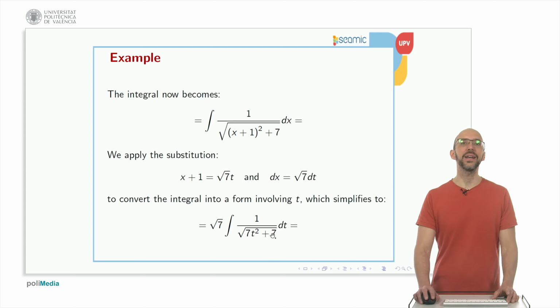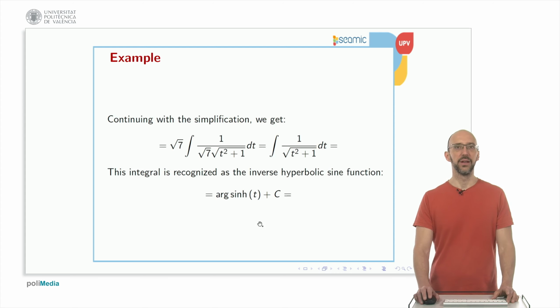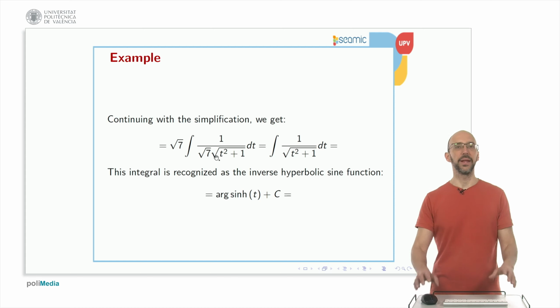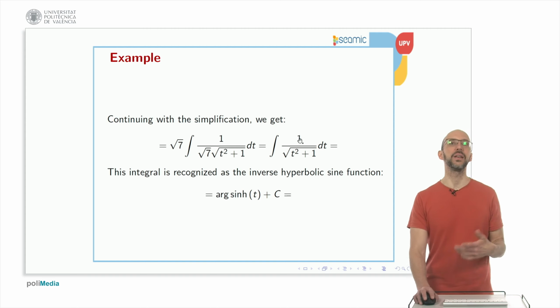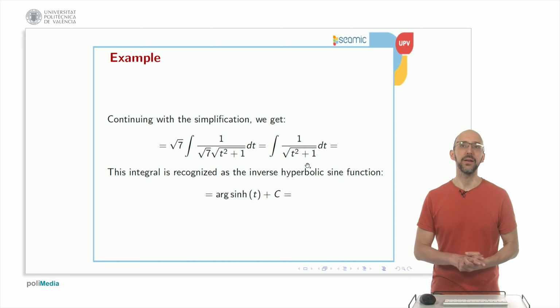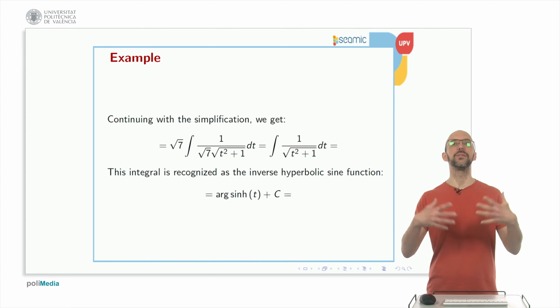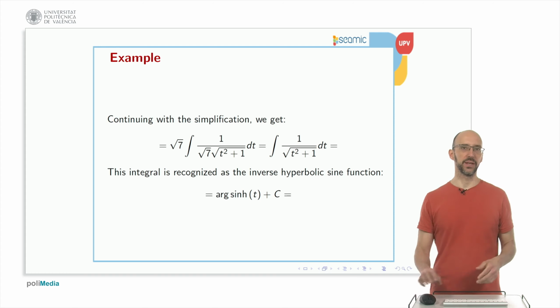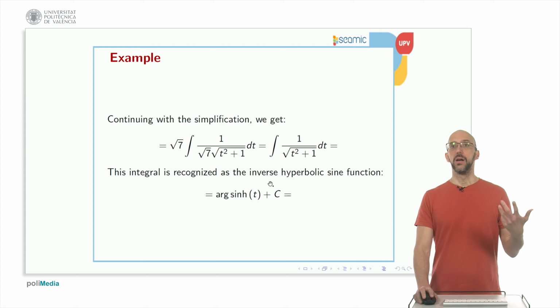So as you can see, I can factor 7 here, and then I separate the 7. So I got the square root of 7 times the square root of t squared plus 1. The square root of 7 and the square root of 7 disappear, and the only thing left is that integral. That integral appears in the list of trivial integrals, and is the argument of hyperbolic sine of t. So if you recognize this, it is a piece of cake.